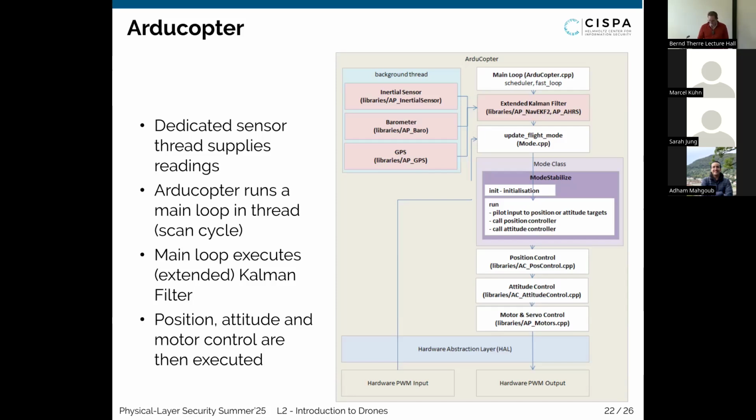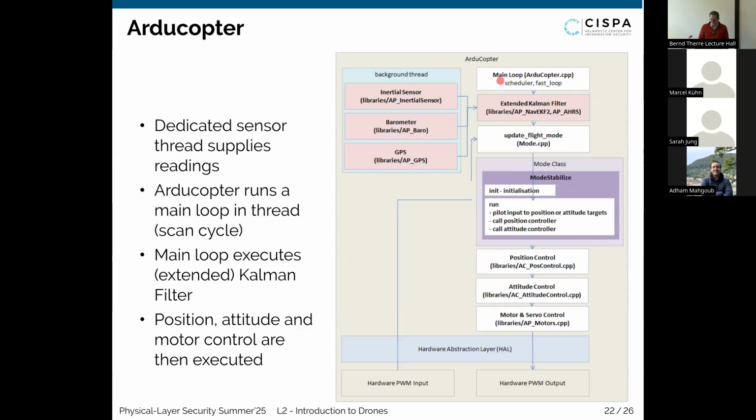Let me open my pointer here again. In general, it's set up like this: we have several different threads that are handling, for example, sensor readings. Then there's the main cycle, the scan cycle, which is doing the real-time control. The Kalman filter, for example, is run in the main loop. So what is happening here? We have a background thread that is always collecting the different kinds of sensor information, such as inertial sensor, barometer, GPS, and so on. This is feeding into the extended Kalman filter stage.